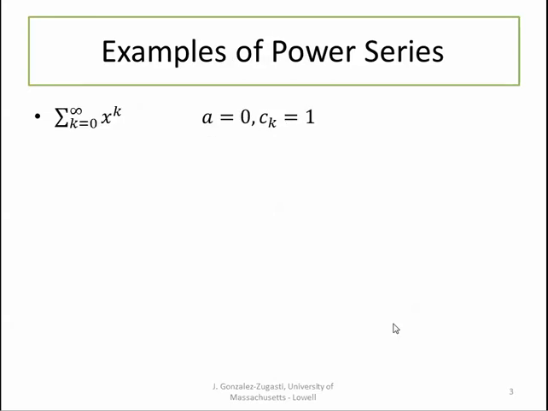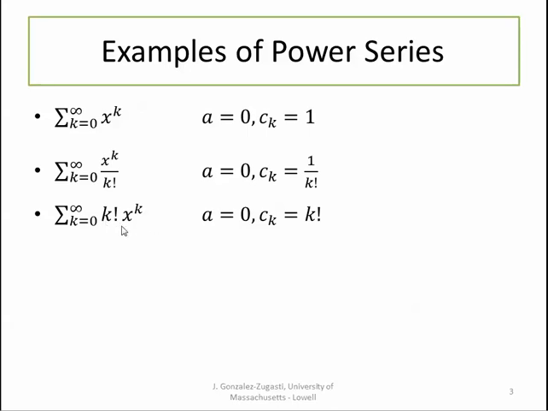Let's look at some examples of power series. The first one is the series x to the k. Here you have that the center is 0 because it's x and there's no minus in here. And your c sub k's are always equal to 1. Another example is the sum of x to the k divided by k factorial. Again, our center is going to be a equals 0 because it's just x to the k. And our c sub k's are going to be 1 over k factorial.